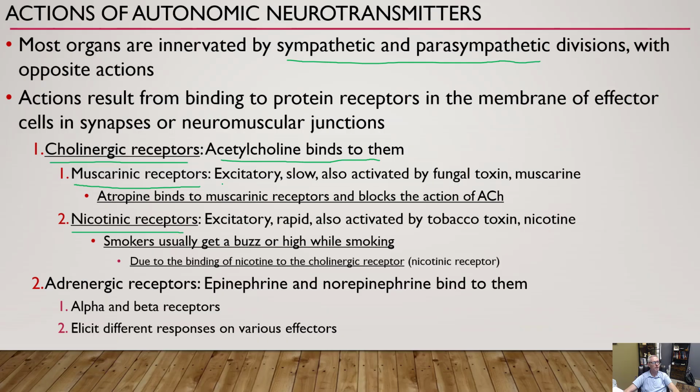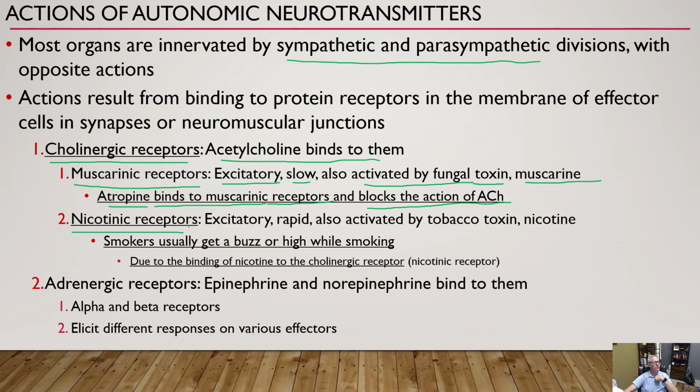Muscarinic receptors, they're excitatory. They're a little bit slow, and they can be activated by this fungal toxin called muscarine. Atropine also binds to these muscarinic receptors, and they can actually block the action of acetylcholine. Atropine is what we give for a slow heart rate. We can give it in code situations.